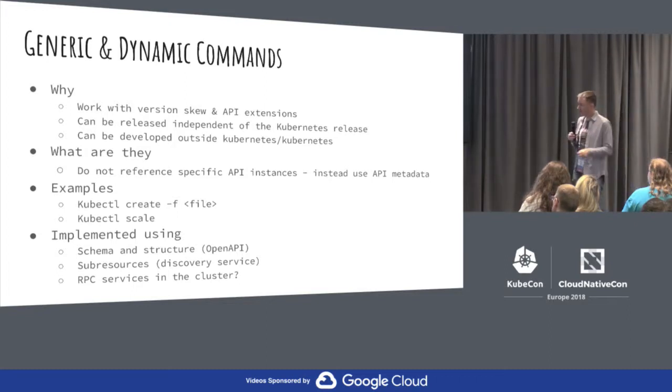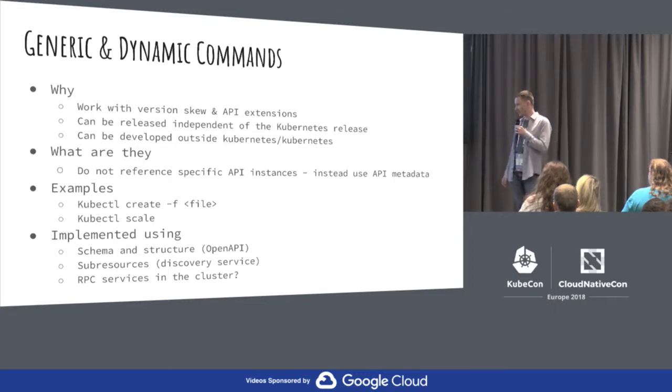We'd like to start writing commands that don't compile in specific APIs. That means the command can look at effectively the metadata published by the API server that it reads, and then it has all the information it needs. So as you add or remove APIs from the API server, either through extensions or through upgrading or downgrading versions of your cluster, kubectl just magically continues to function. And so how do we do this?